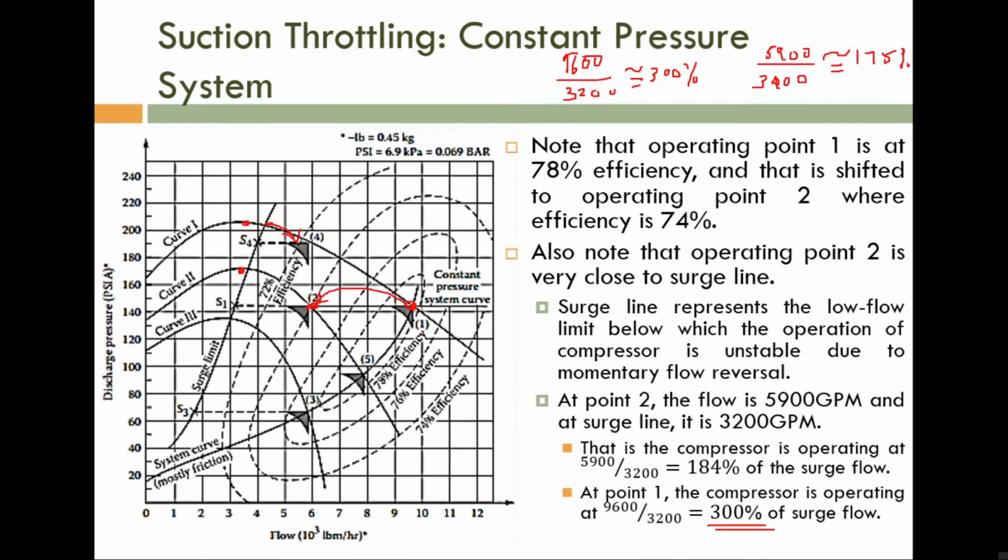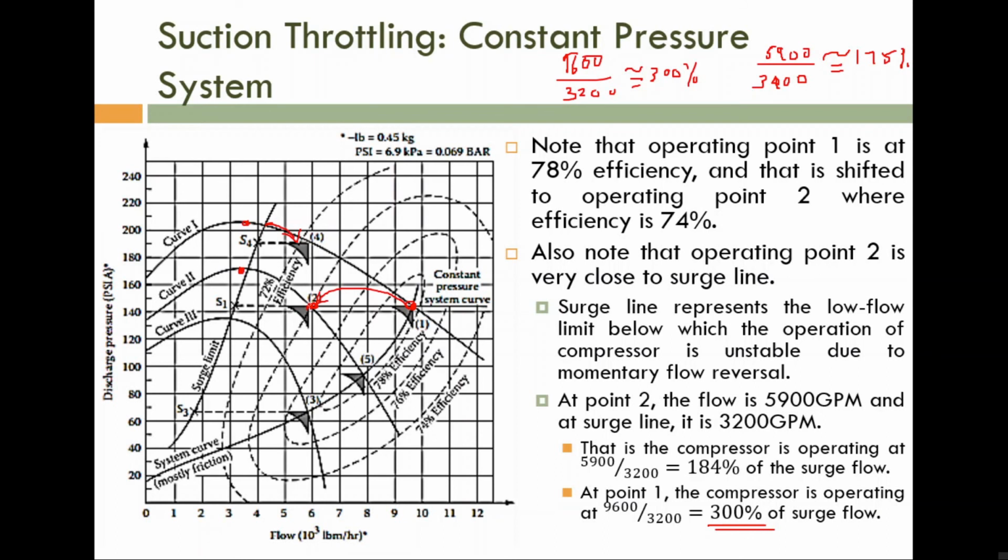So here you can see that the ratio is decreased. What ratio is decreased? The ratio between the operating flow and the surge flow. That ratio is decreased. Means operating point 2 is very close to that unstable point. This one is the unstable point. At this point the system is becoming unstable. So here the relative stability is small.